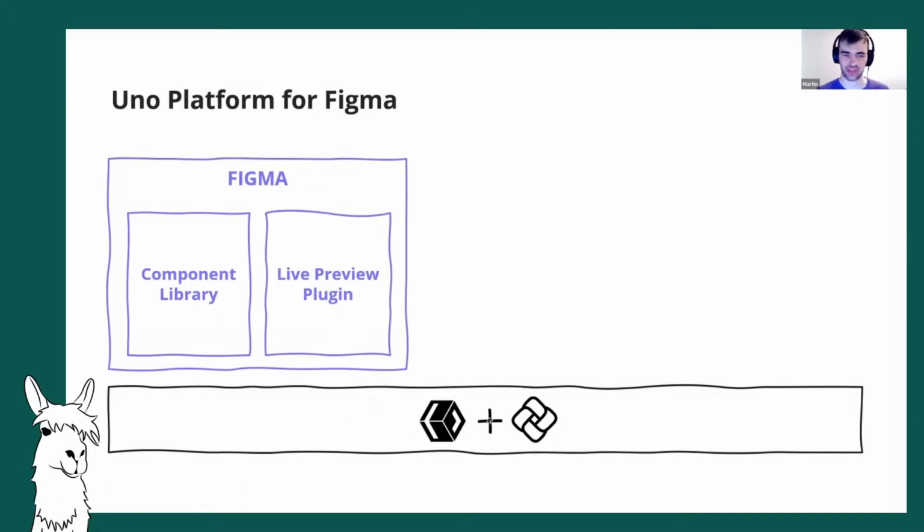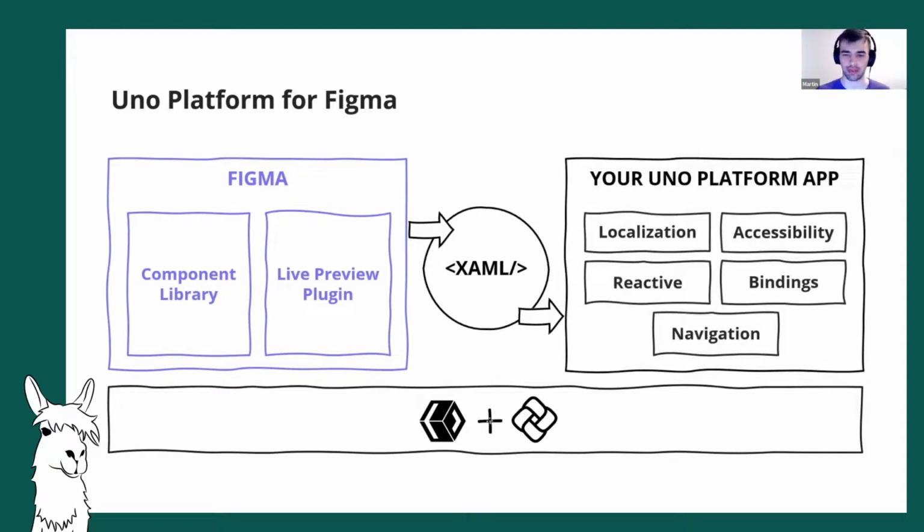So the Figma support consists of two things: a component library, which is all the controls that UNO platform supports, like buttons, date pickers, and so on. And there is a live preview plugin, which allows you to see live preview of that Figma design that you created. And then when you're satisfied with what you created, you can generate XAML code and then bring it into your UNO platform application. So you just copy and paste it into your Visual Studio, and you can then run it without having to make any changes. And it will be the same design that you just created in Figma.